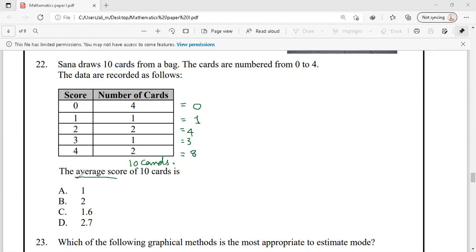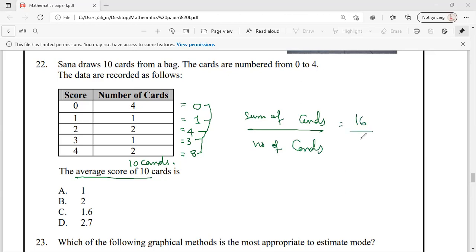We have to find the average score of 10 cards, so we have to add these terms: 8 plus 3 is 11, plus 4 is 15, plus 1 is 16, plus 0 is 16. So the total sum of cards divided by the number of cards. The sum of cards is 16 and the number of cards is 10. So the average score of these 10 cards will be 1.6.